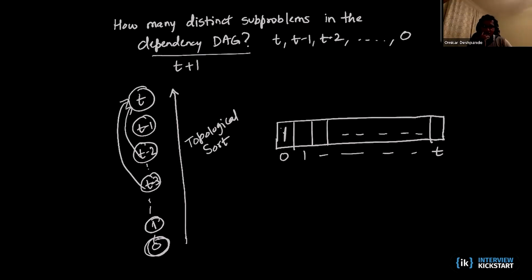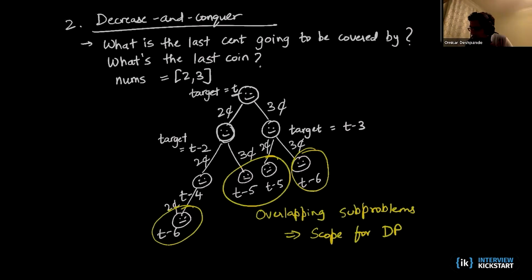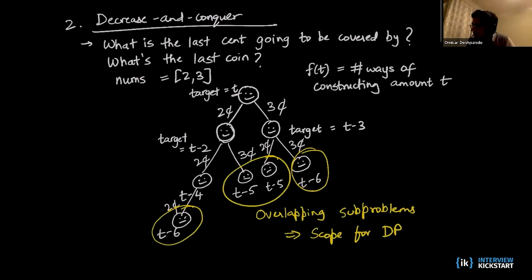So that is where we are, and so we need to define the subproblem, let's say in plain English. And so let's say f of t is the number of ways of constructing an amount t using the coins in the nums array.